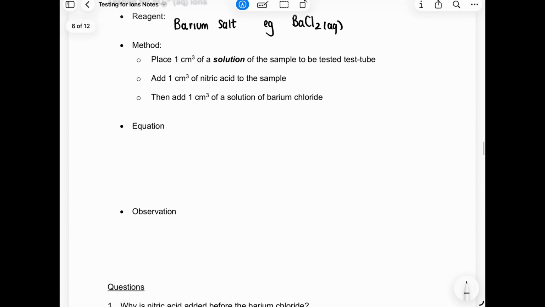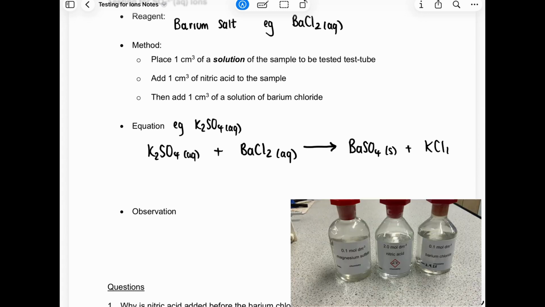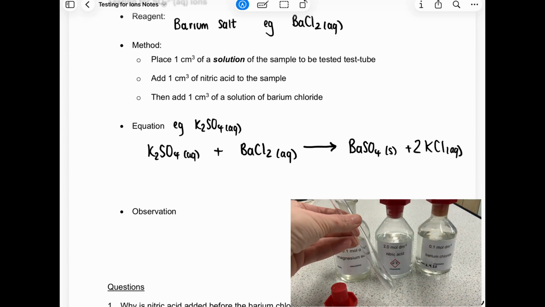Then we add our testing reagent. So our equation for this would be, say we're testing for the sulfate ions in something like potassium sulfate. We would take our potassium sulfate and we would add our testing reagent, barium chloride. Now remember, we've squirted in some nitric acid just to remove any possible false positives, to remove those carbonate ions. So we don't write the equation for that here. We may write that at another time if asked. But here we're making our observable precipitate. And if we balance this equation, you can see that will balance it.